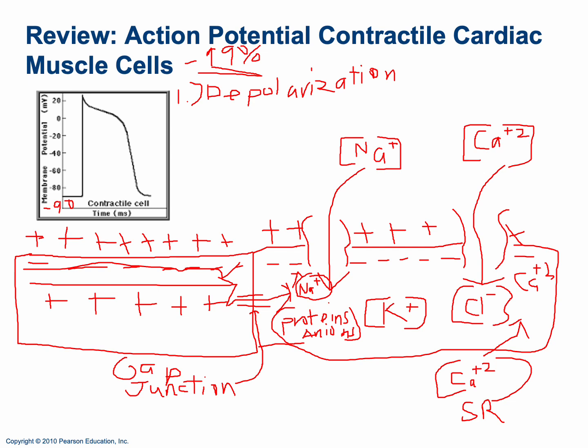So on the graph then, this will be represented right here. So that is depolarization. Okay? So it becomes very positive now inside the cell. And now we have this action potential being fired across the cell.